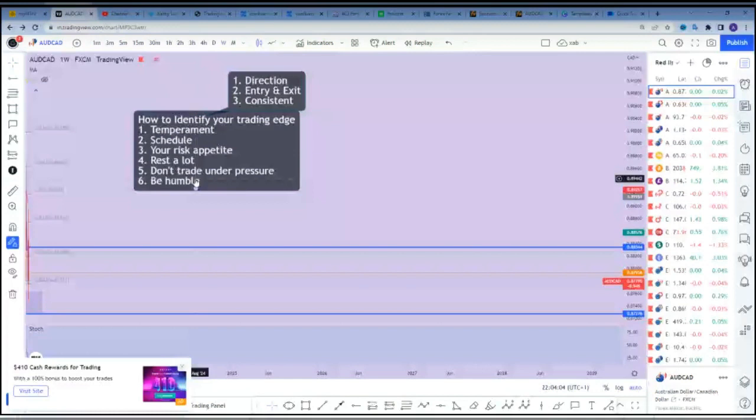Your temperament. How patient can you be? Your schedule. How busy do you usually get? Your risk appetite. How much do you have to risk, and how will that risk affect you? Another thing is your rest habit. How often do you rest or how well do you rest? And then, avoiding pressure is also a very important aspect to helping you build a system that works perfectly for you.